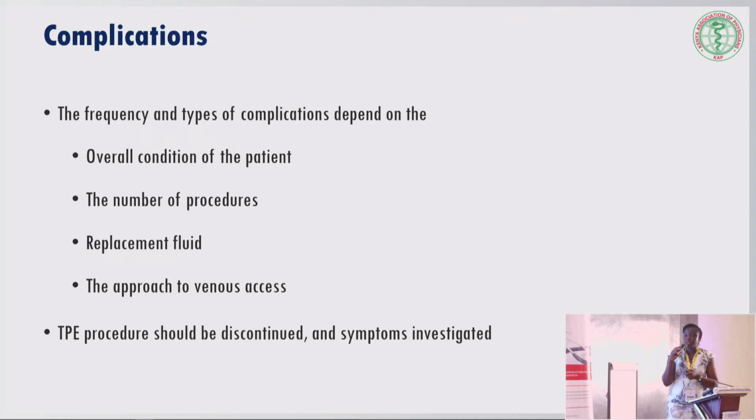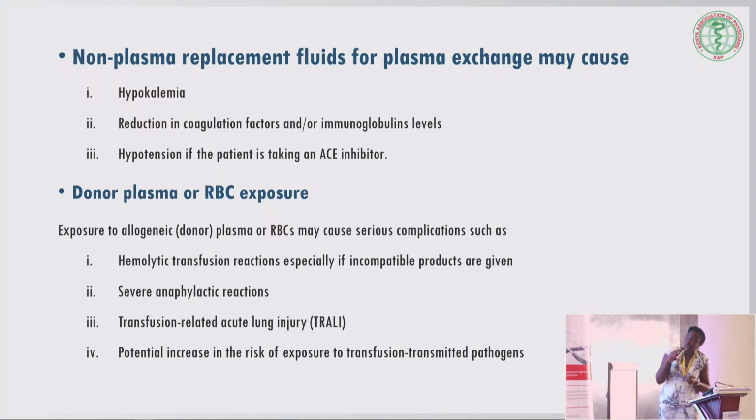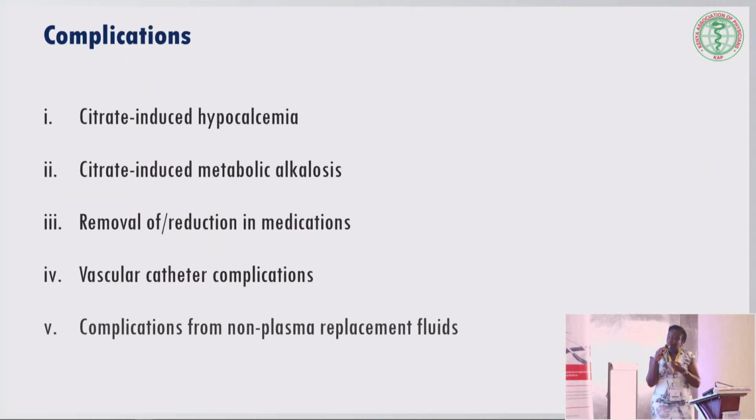It depends on the patient's condition, the number of procedures you're going to use, and the type of replacement fluid. If you're using non-plasma replacement fluids like albumin, you're likely to get hypotension, hypokalemia, and a reduction in the coagulation factors. However, if you're using donor plasma or RBCs, you're likely to get hemolytic transfusion reactions, anaphylactic reactions, transfusion-related acute lung injury, or some viral infections.